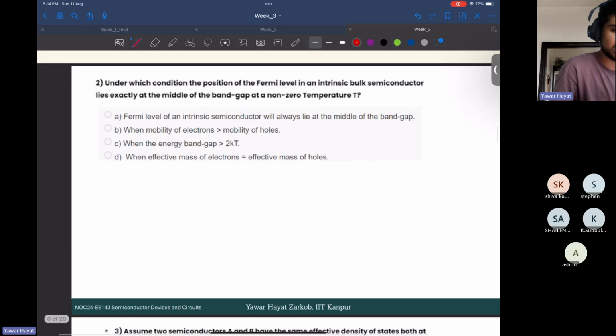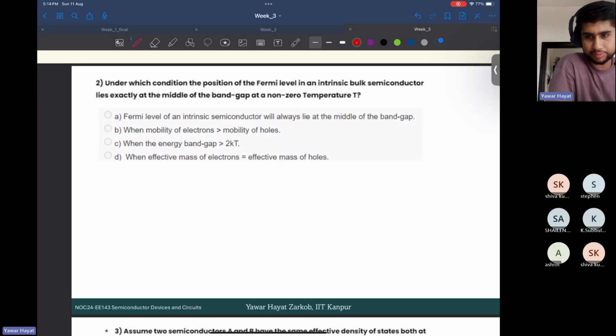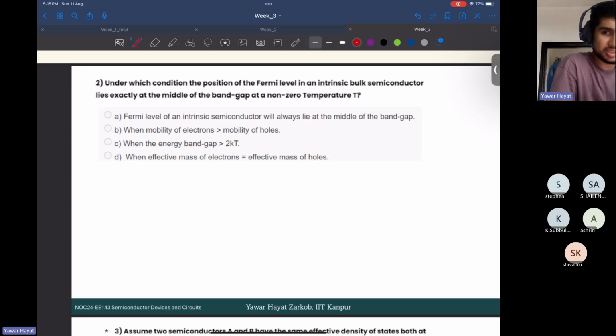Now, question number 2. Please go through this question and attempt this. So the question is, under which condition does the position of Fermi level in an intrinsic bulk semiconductor lie exactly at the middle of the band gap at non-zero temperature T? So what is the condition? It could be any of these 4 conditions. We just need to point out which one.